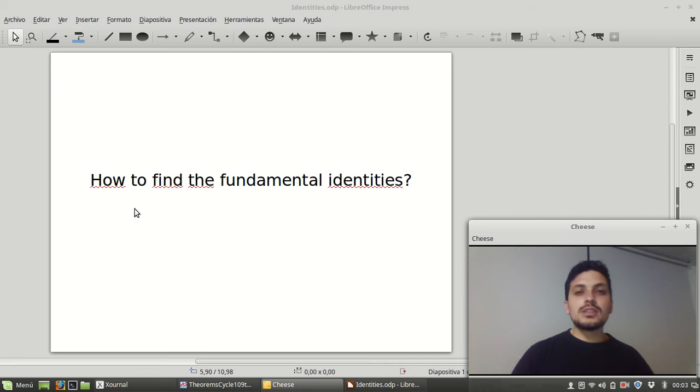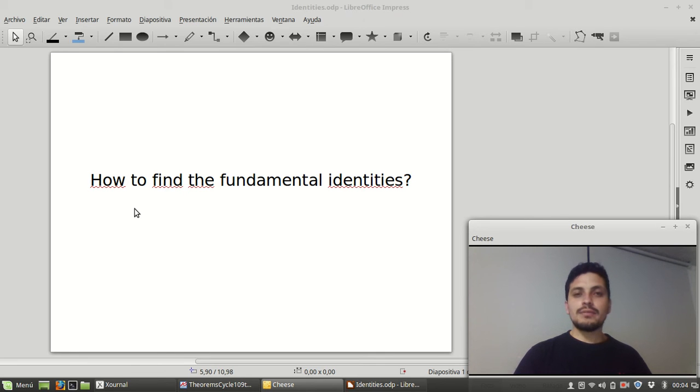How to find the fundamental identities? Sometimes we don't have information, we don't have flashcards, we don't have anything to find the identities, but if you have in your mind trigonometric ratios and some keys that we're going to see today, you can find the fundamental identities.